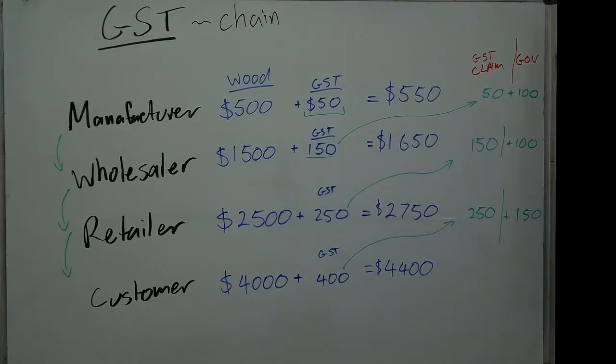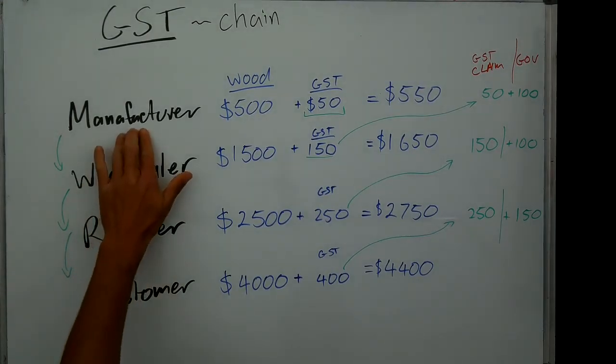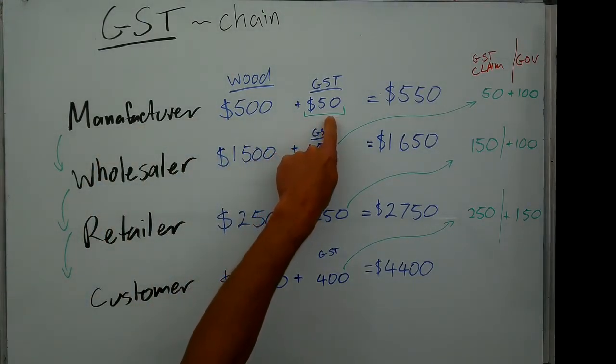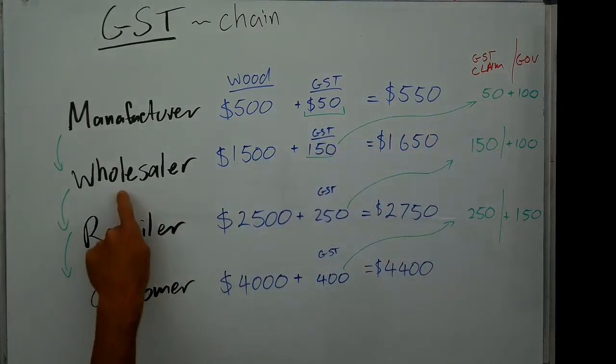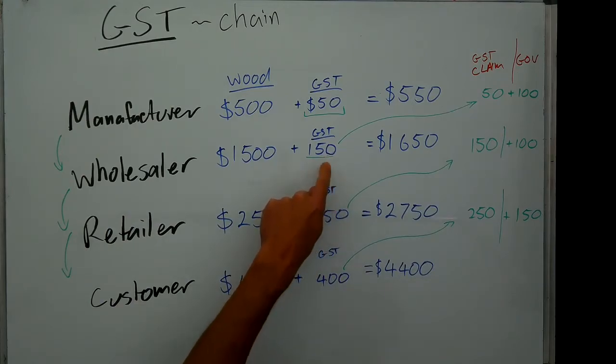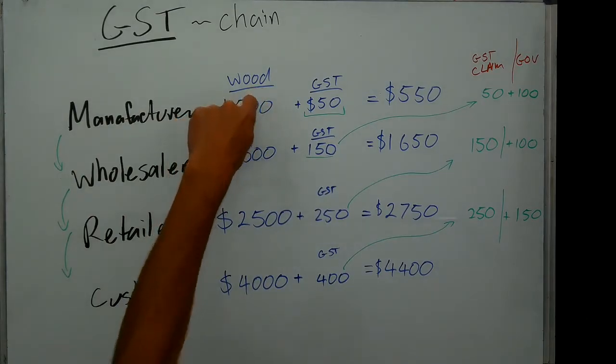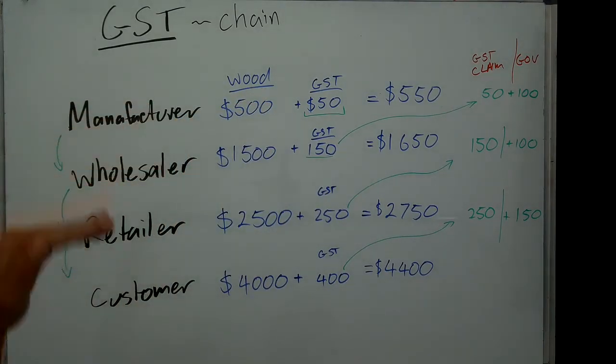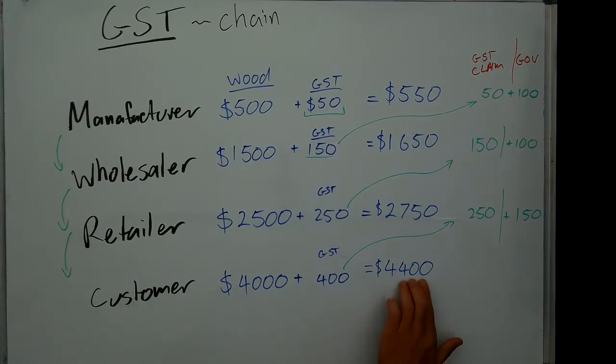But the main gist of it is the manufacturer pays this to where they get the wood from, but then they claim it back once they sell to the wholesaler out of the GST that they collect for what they've turned this stuff into. So it just goes down the chain. In the end, the customer pays a whole lot. And because the customer isn't a business, they're not going to then make a profit, which they can then claim this bit back.